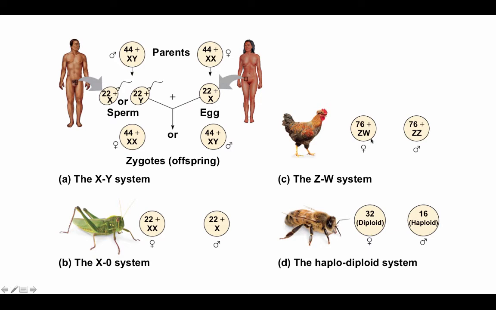We call this the heterogametic sex. So we call this ZW for females and ZZ for males, as opposed to mammals, where the females are the homogametic sex and the males are the heterogametic sex.